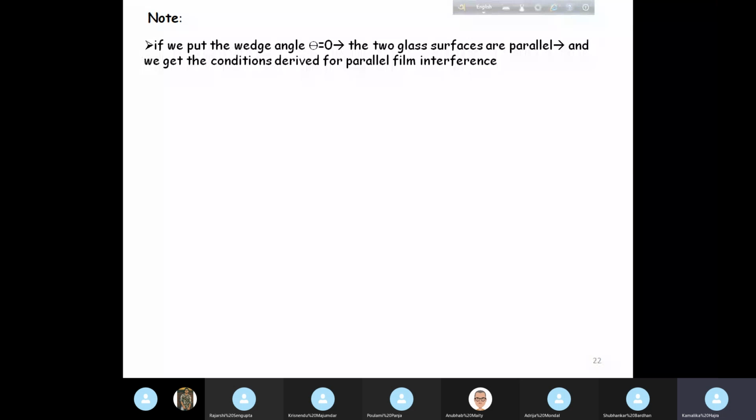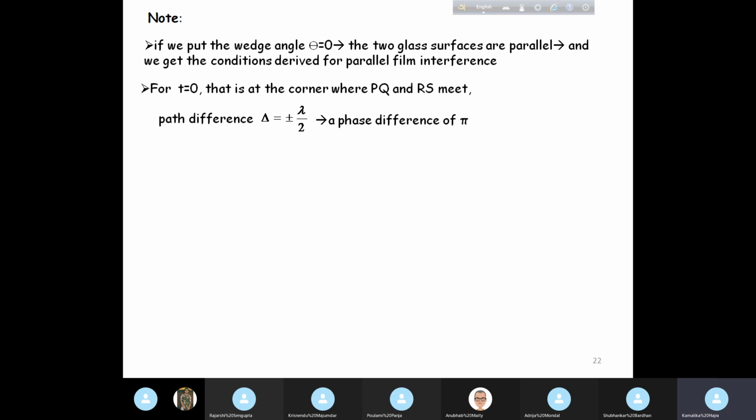Now I considered a special case where the wedge angle is extremely small, so that theta tends to 0, and the incident ray is normal. If we put the wedge angle theta equal to 0, then the two glass surfaces are parallel, and we get the conditions derived for parallel film interference. That is, the path difference just becomes 2 mu t cos r, which is the same as that for parallel film interference.